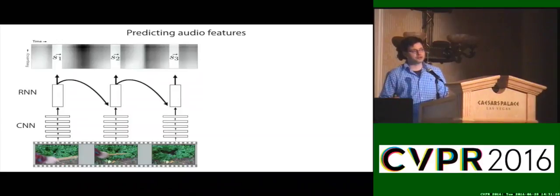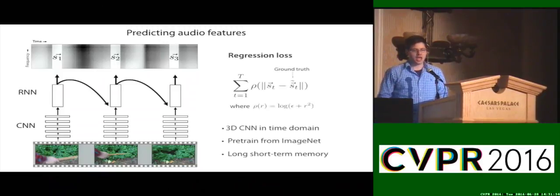We represent each frame of the video using convolutional network features, and then we regress the corresponding sound features at each time step. And so during training, we minimize the regression loss that penalizes the difference between the predicted and the ground truth sound features. And then there are a few implementation details.